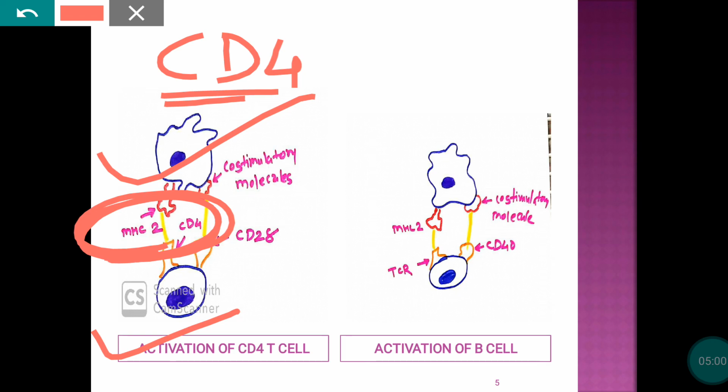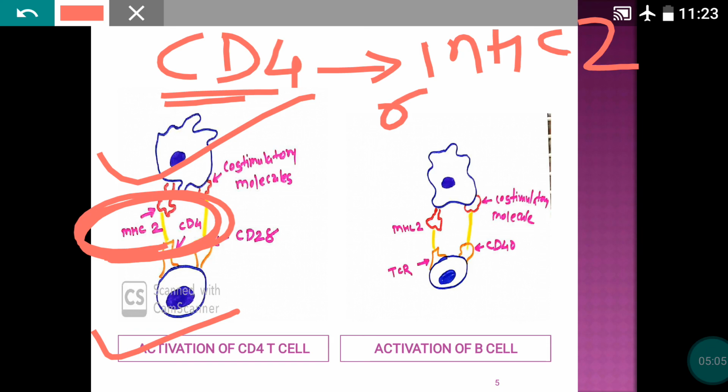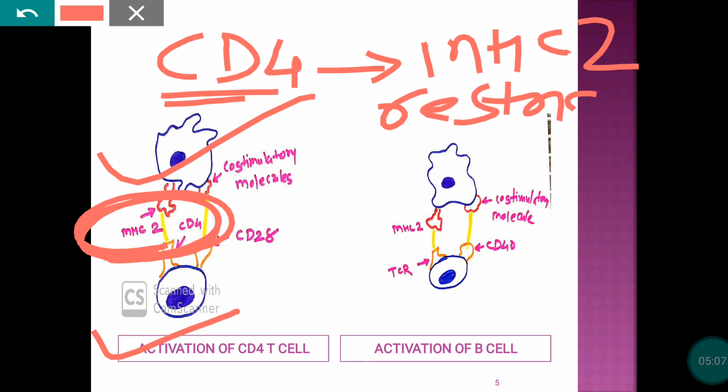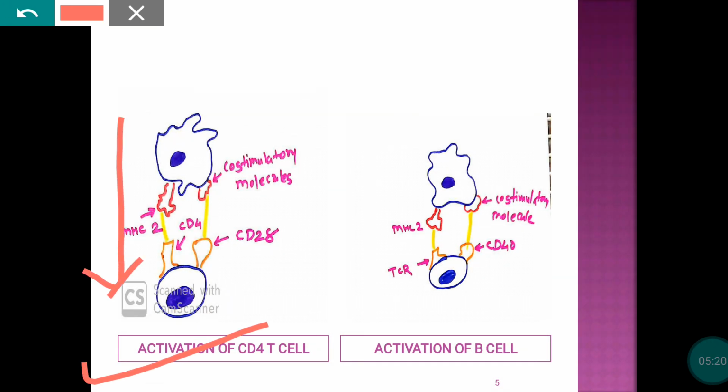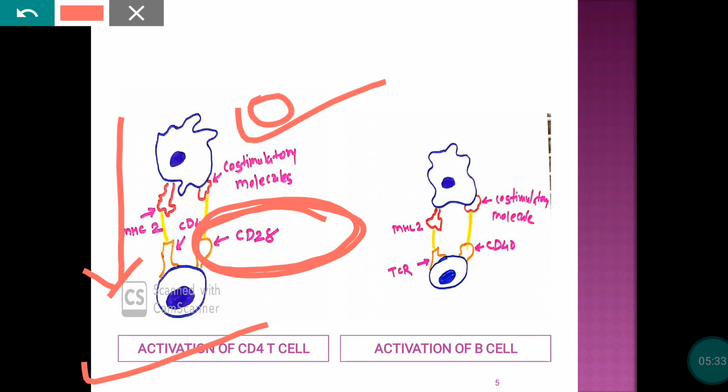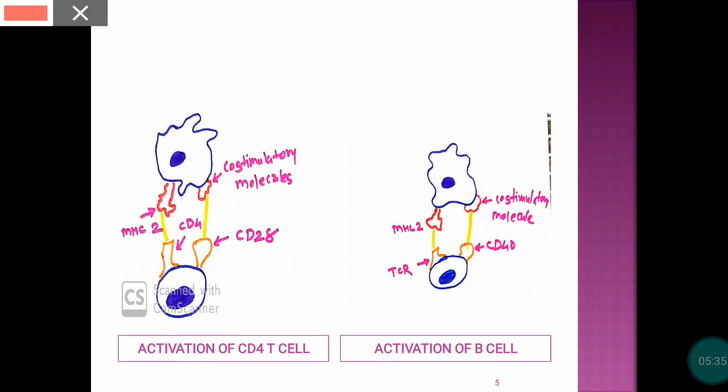So we can say that CD4 T lymphocyte is MHC class 2 molecule restricted. If class 2 molecules are present over the antigen presenting cell, then and only then the antigen can be recognized. Now I will add more. This signaling alone is not enough. For full activation of CD4 T lymphocyte, a co-stimulatory molecule also needs to be activated, and the corresponding receptor is CD28.